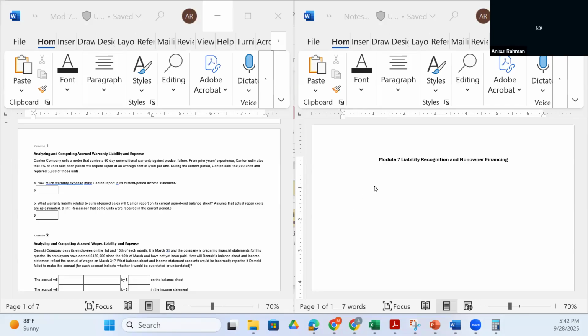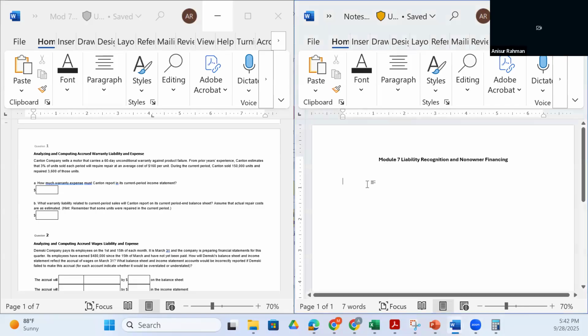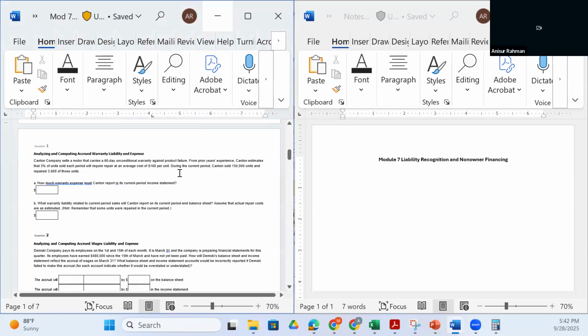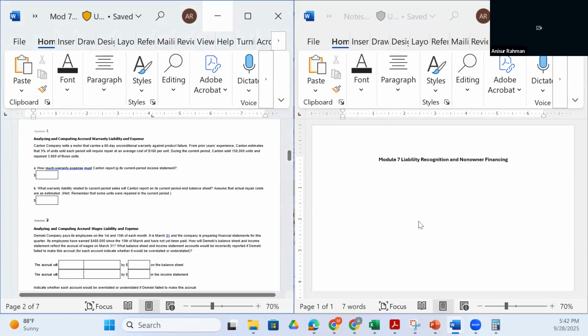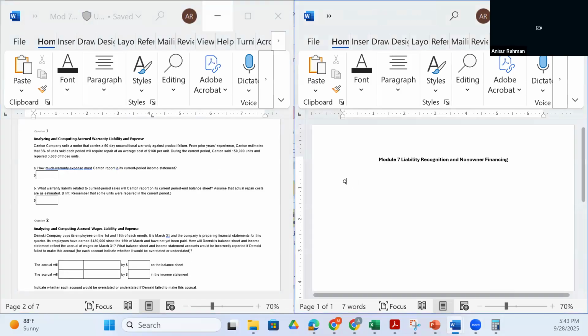My plan is to solve a couple of problems from this module and discuss some of the important concepts. So let us start. The first problem we want to go over is this one. Question 1 on this document. These question numbers may be different in your homework.